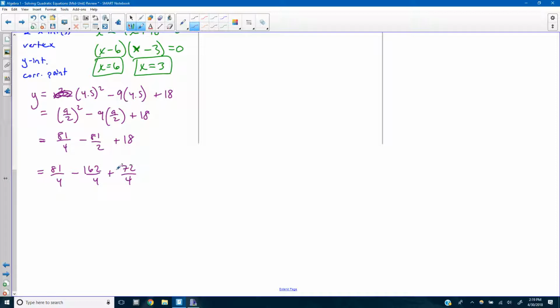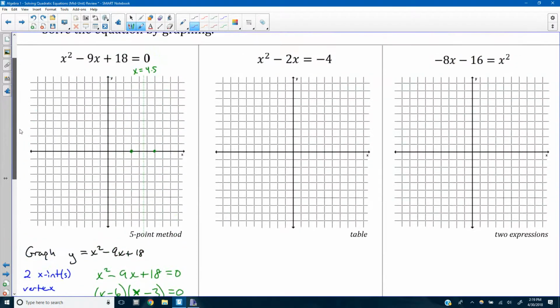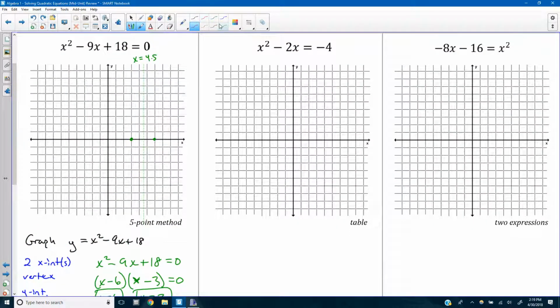Negative 162 plus 72 is negative 90, so 81/4 minus 90/4 is negative 9/4. So that's negative 2.25. So that's where my vertex is at. It's at negative 2.25, so that's going to be right here. Negative 2 1/4 right there. So there's my vertex point.